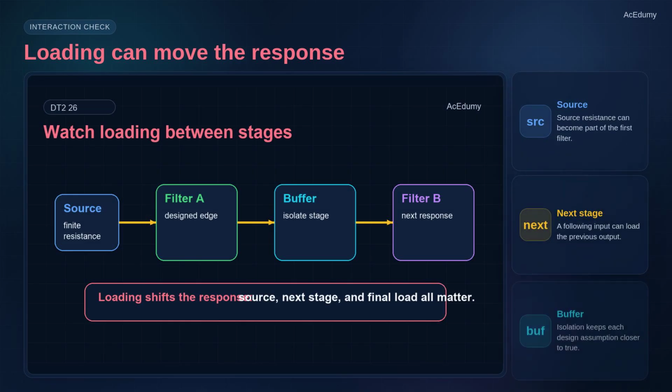Loading can quietly change the filter. The source can load the first stage, one stage can load the next, and the output load can change the final response. Buffers and active stages reduce this interaction, but every op-amp still has finite output current and bandwidth.